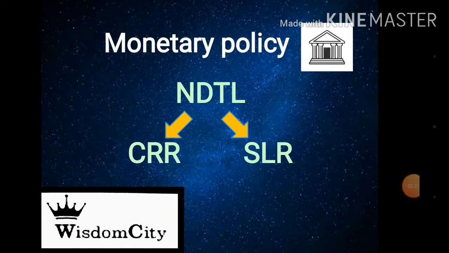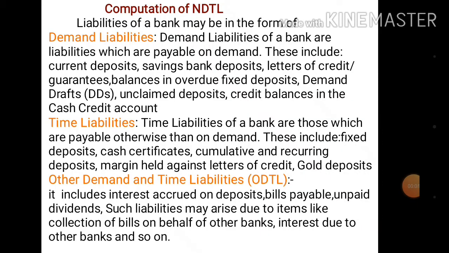Before we discuss CRR and SLR, we should know about NDTL, that is net demand and time liabilities. Liability is that which is giving you money or profit now, but in the near future you have to pay for that with some interest. If we break its terms, then we get demand liabilities, which are payable on demand, that include your current account deposits and saving account deposits. Then time liabilities, which are payable after a preconditioned time, like your fixed deposits, and other demand and time liabilities, which include interest on the deposits, unpaid dividends, and so forth.